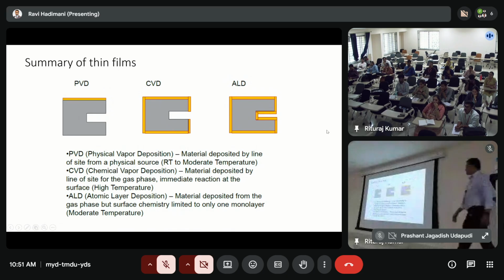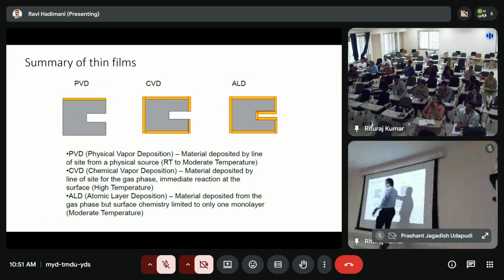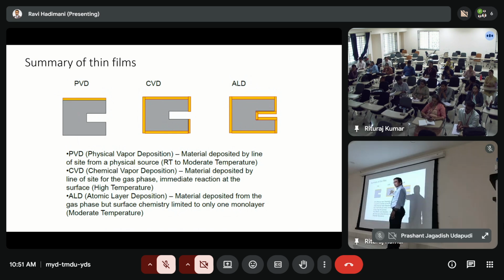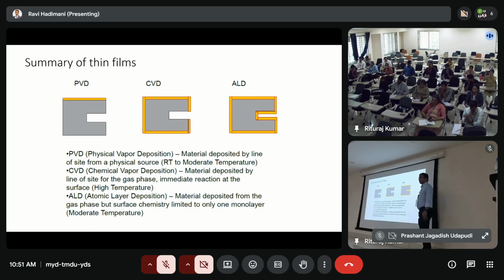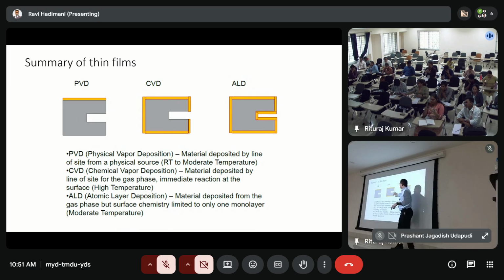So here is the difference. Physical vapor deposition is done by kinetic energy, vapor coming and depositing on the surface. Chemical vapor deposition is slightly conformal, but it can't go into complex shapes like this, whereas atomic layer deposition can go into all the complex shapes. So this is conformal deposition. That's why atomic layer deposition is preferred.